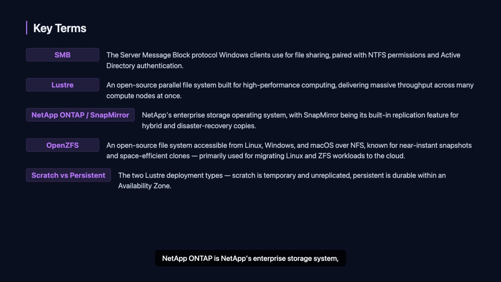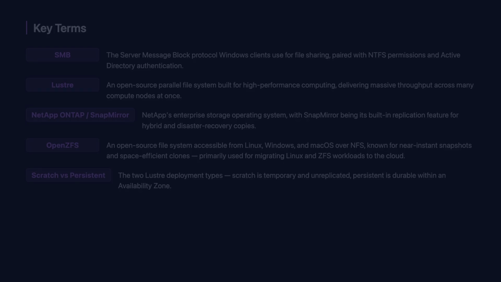NetApp ONTAP is NetApp's enterprise storage system, and its SnapMirror feature replicates data for migration and disaster recovery. OpenZFS is an open-source file system accessed over NFS. It works with Linux, Windows, and macOS, though its primary home is Linux and ZFS migration workloads. And finally, Scratch versus persistent is the choice you make when you deploy Lustre. One is throwaway, the other survives.